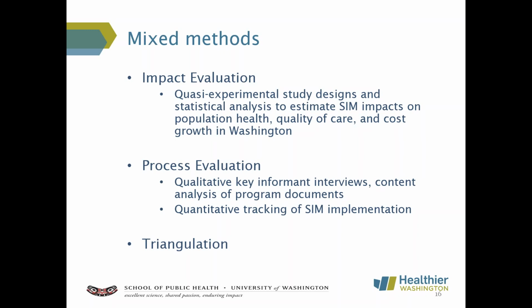So what is triangulation? It's simply the idea of taking the results that we see in the impact evaluation and cross-checking whether they're consistent with the results that we're seeing from the process evaluation to make sure that our conclusions are accurate.